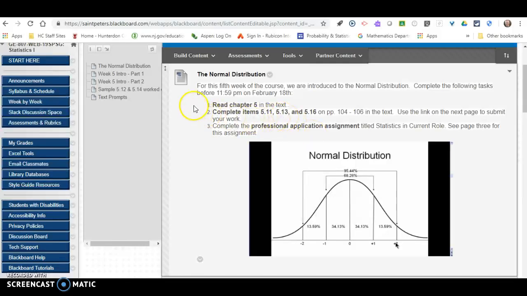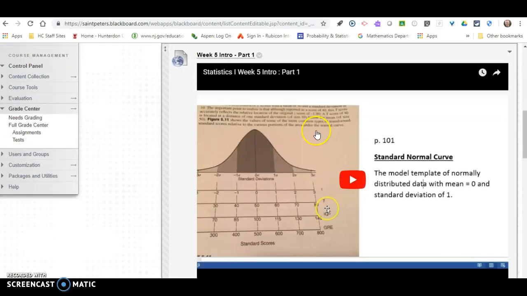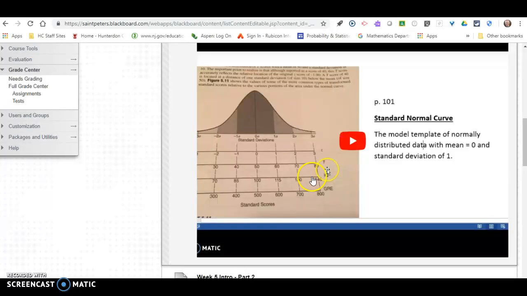So for this week, we're going to read carefully Chapter 5. There are 3 items in the text to complete. And then there's also an assignment that you'll see here as well. What I did put in here were a couple screencasts that walk you through the whole idea of the standard normal curve in detail.